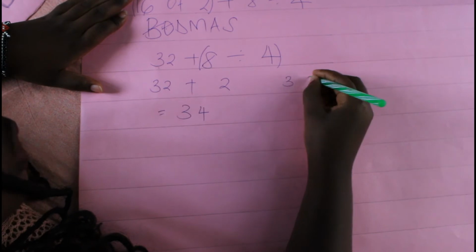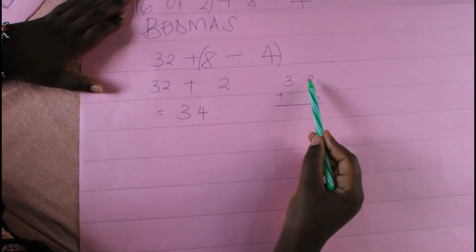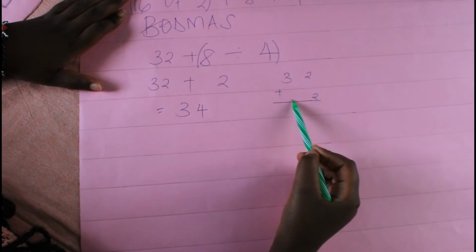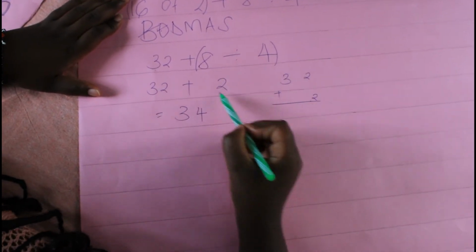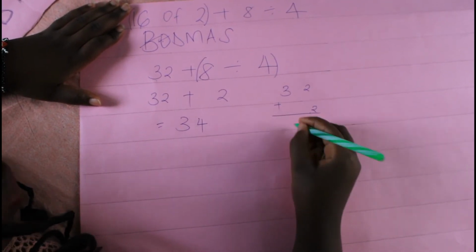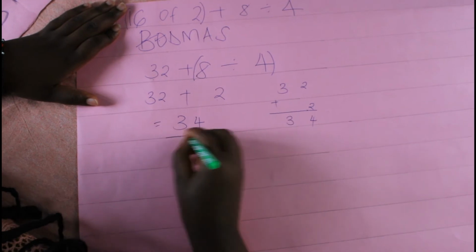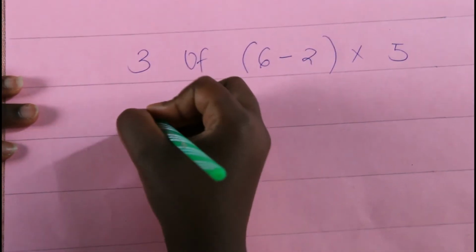And let me emphasize the addition part. When you're adding 32 plus 2, check the place value. The ones should be aligned on one side and the tens should be aligned on one side. So the 2 is ones, so it will come on this side. That will give you 2 plus 2 is 4, 3 plus 0 is 3, to give you 34 as the answer.